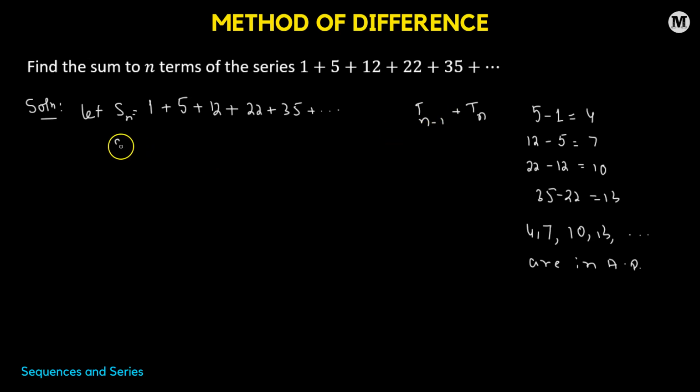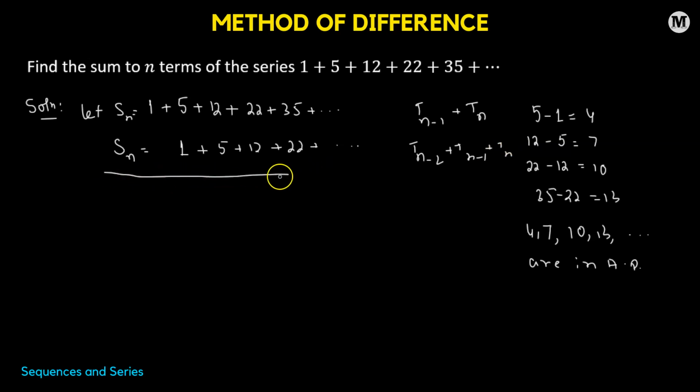Next, what we'll do? We'll take the same sum Sn, and again, we're going to consider all of its terms: 1 plus 5 plus 12 plus 22 all the way up to the last term, so that we have Tn minus 2 plus Tn minus 1 plus Tn. Now, we'll perform a subtraction here. On subtraction, Sn minus Sn is going to be equal to 0.